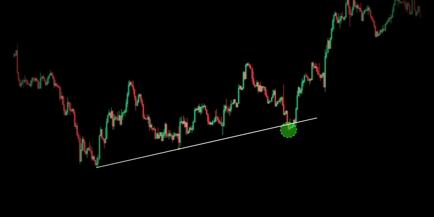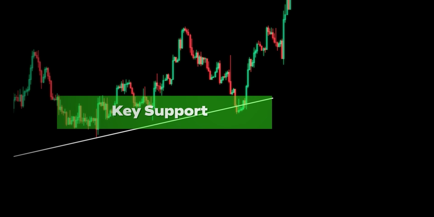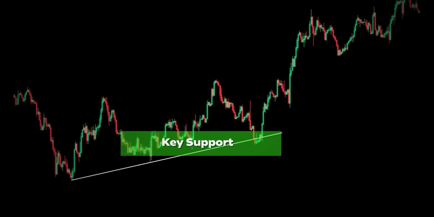Remember, not to just take a trade based on a trend line. Always look for more confluence, like key support levels lining up with your trend lines or fib levels.